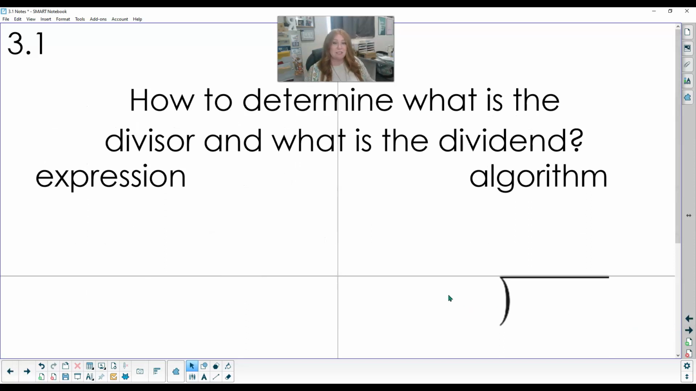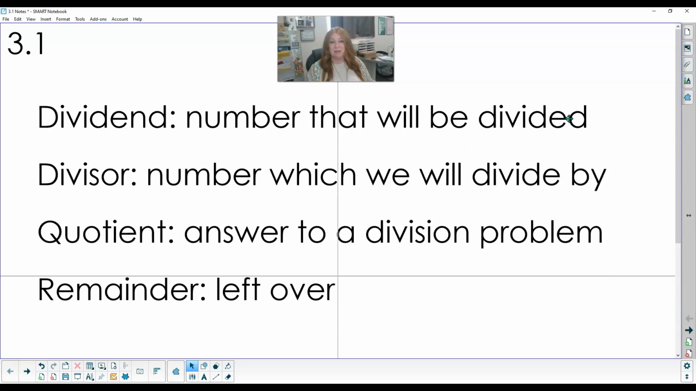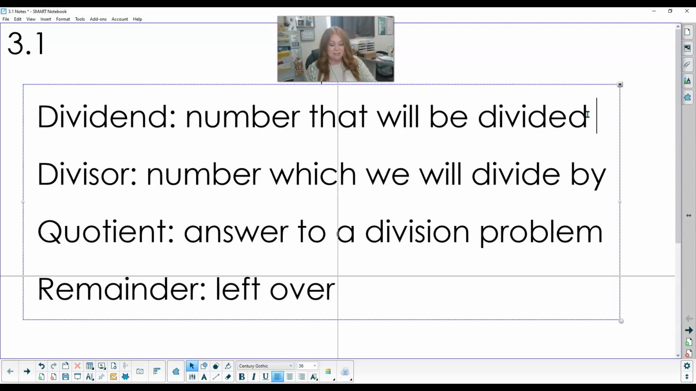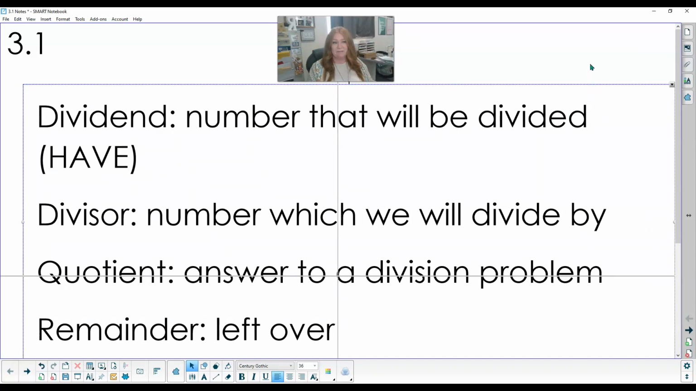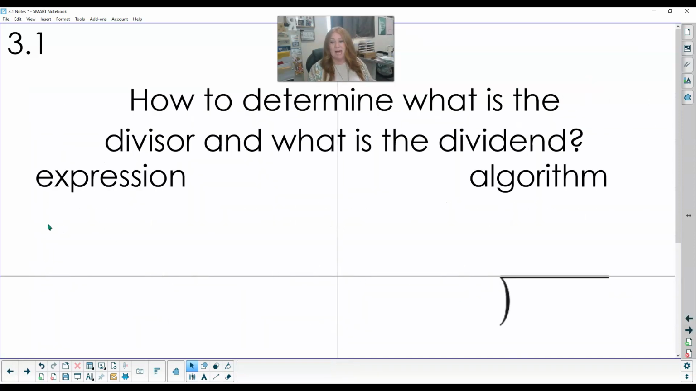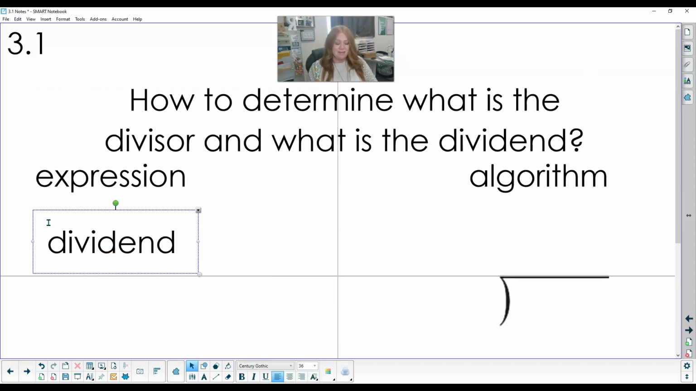So now we've got to decide, how do we use those words and how do we set them up? So first we have an expression. That's just the problem without the answer. So when we are doing this problem, we always put what we have first. That might even be a good thing to add here. This is what we have. So you start with what you have. So we start with the dividend and then we divide it.